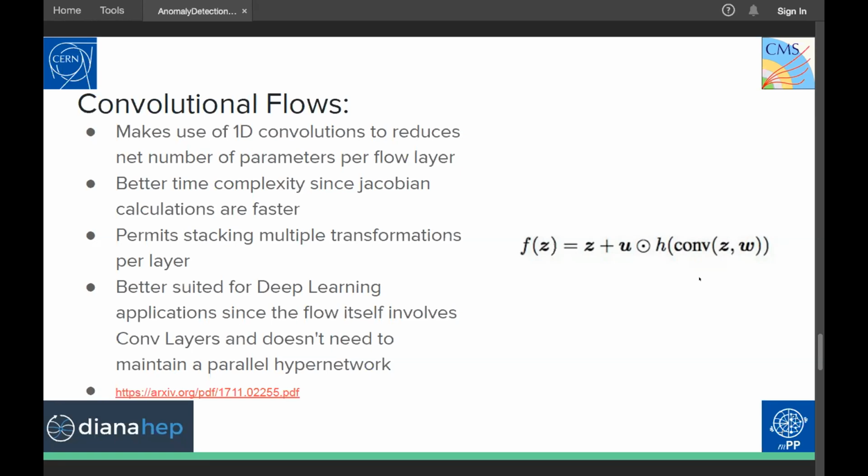Also, convolutional layers are pretty well suited for a deep learning setup. The optimizers that we currently use in the deep learning community are quite adept when it comes to dealing with the weights of convolutional layers and so on.